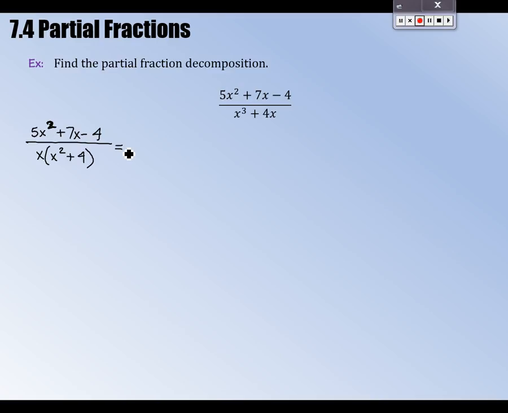All right, so hopefully, again, the actual form of the partial fraction decomposition is not the challenging part necessarily of this. So we have A over x plus, anybody? Yeah, we need a Bx plus C over x squared plus 4, because x squared plus 4 is an irreducible quadratic.